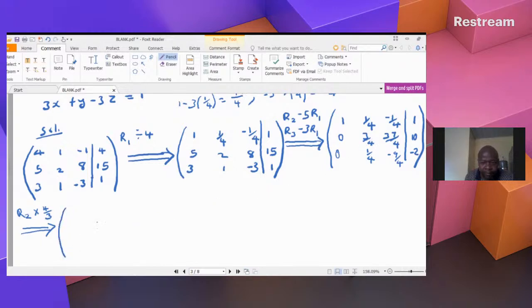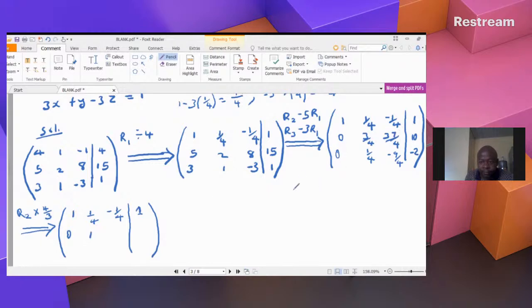So what do I obtain? The first row remains where it is. We've not touched it. It's always good to be keen when transferring these elements. Sometimes you transfer a wrong element. So we'll transfer the exact ones: 1, a quarter, negative a quarter, and 1. Now let's multiply the entire row by 4 out of 3. So 0 times 4 out of 3 gives me 0. This times 4 out of 3 gives me 1.